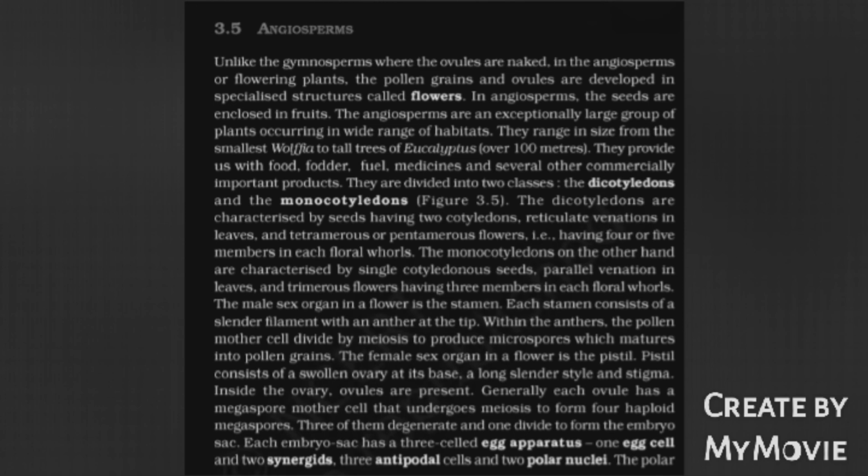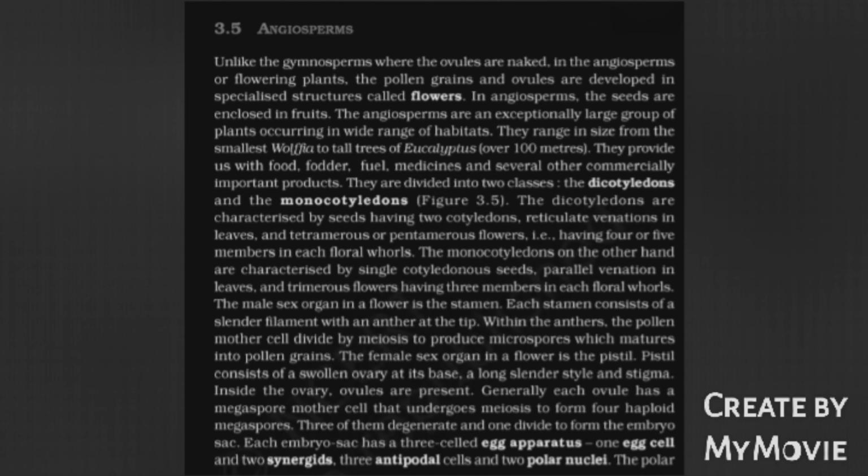The male sex organ in the flower is the stamen. Each stamen consists of a slender filament with an anther at the tip. Within the anther, the pollen mother cell divides by meiosis to produce microspores, which mature into pollen grains.